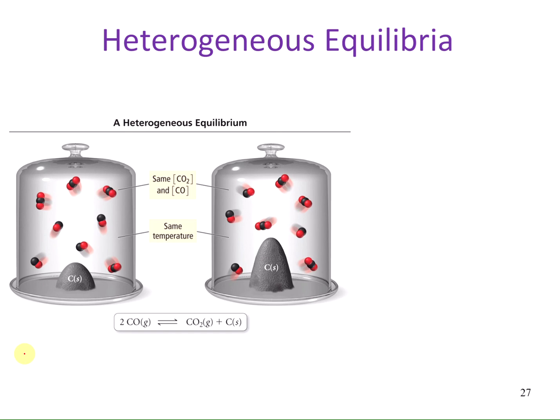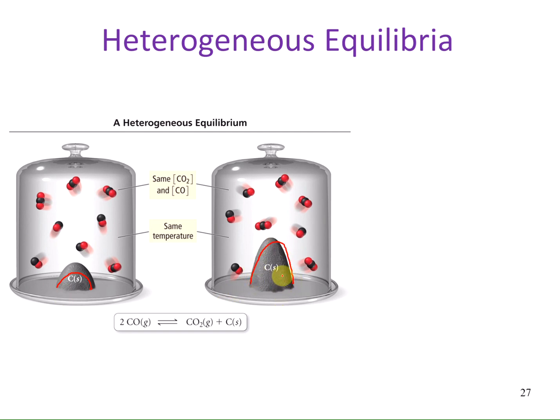So now I'd like to show you an example of a heterogeneous equilibrium. Here we're looking at the reaction of two carbon monoxide molecules in the gaseous form, which will then go to make CO2 gas and carbon solid. So we've got the same thing in both bell jars, and both of these are closed systems. Notice you've got the lid on the top to keep the gases from escaping on both sides. And in both jars, I've got some carbon solid sitting at the bottom. In the first jar, I've got some carbon solid, and in the second jar, I've got even more carbon solid.